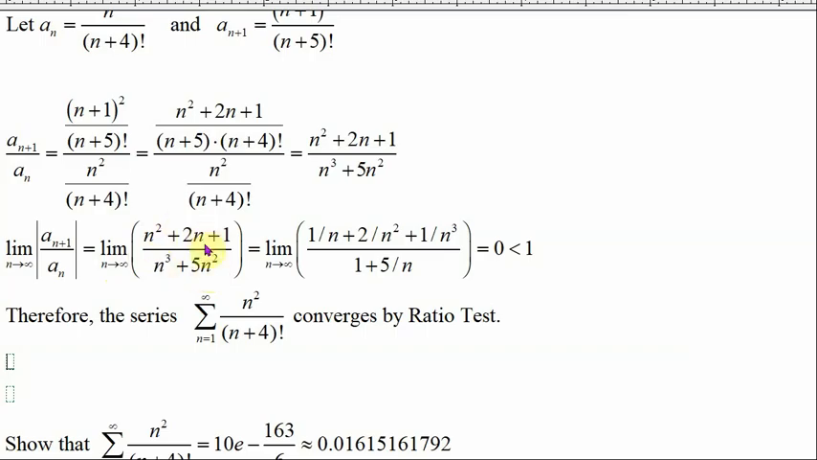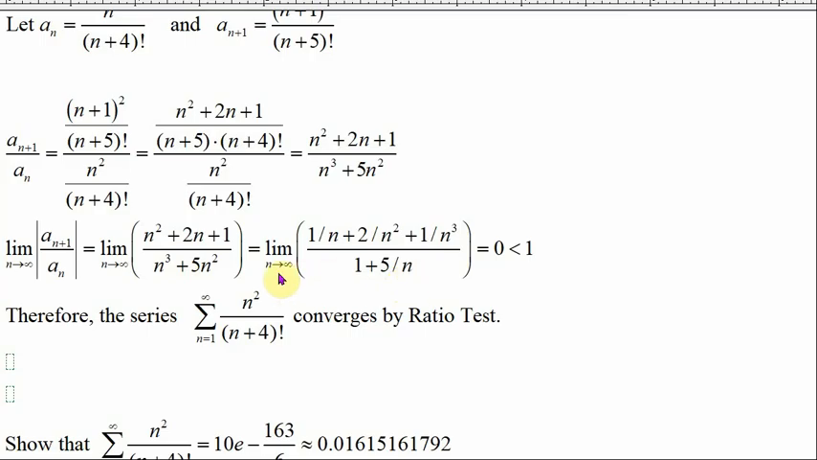And then let's divide everything here by n to the third. n squared dividing by n to the third is 1 over n. 2n dividing by n to the third is 2 over n squared, and then 1 over n to the third. n to the third dividing by n to the third is 1, and then 5n squared dividing by n to the third is 5 over n.